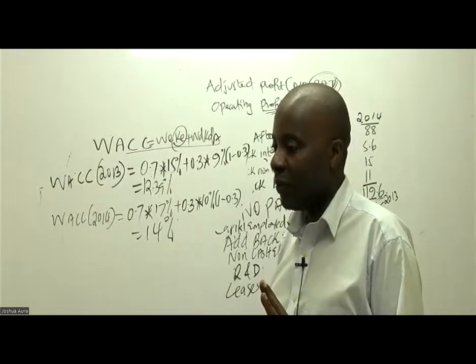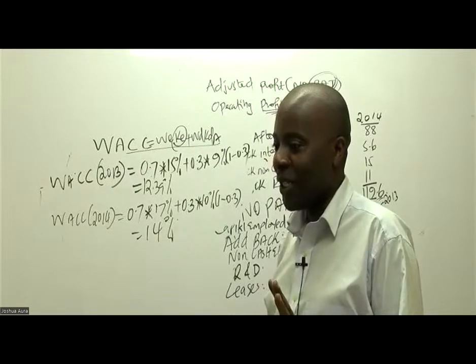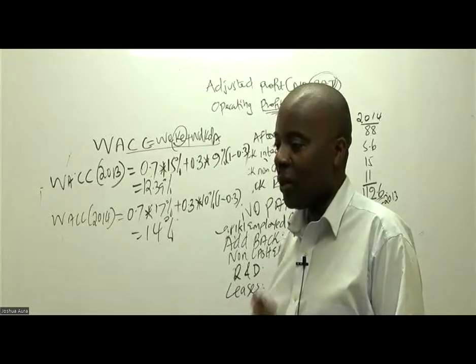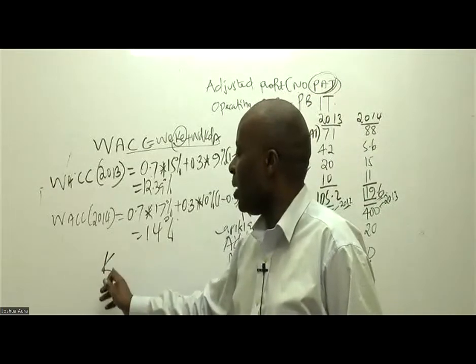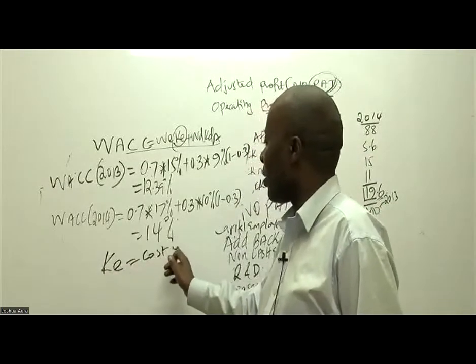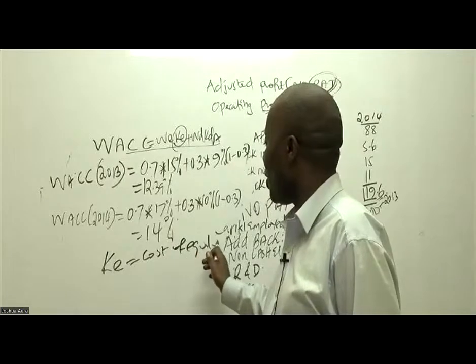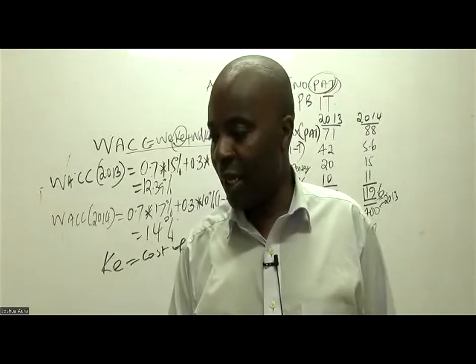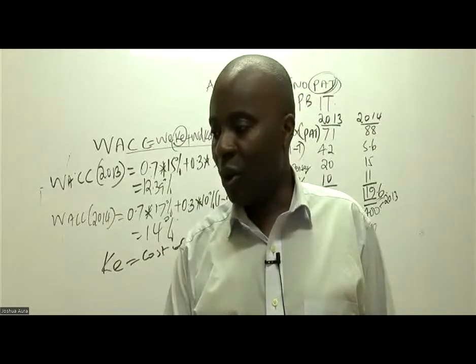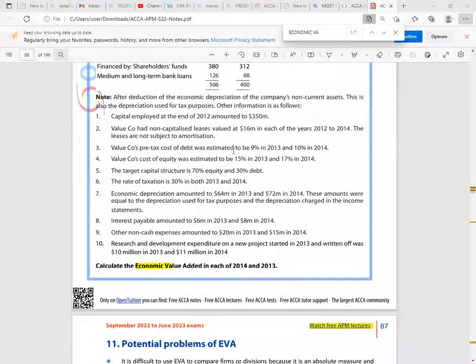You never did advanced financial management or financial management in section 3. KE is cost of equity, and they have given you the cost of equity for the 2 years. It's given here. If it's 2013, it's 15%.